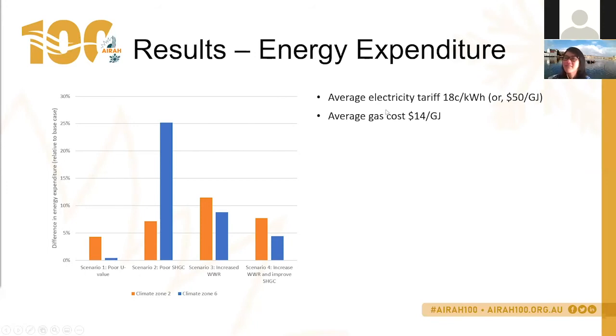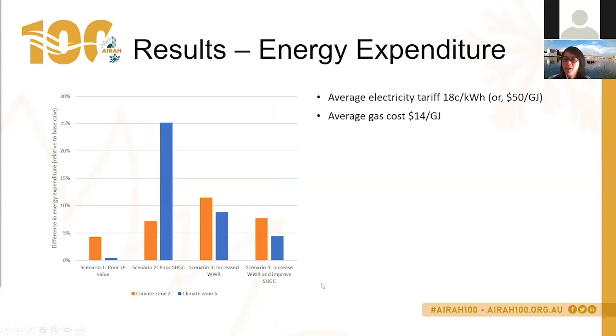The key reason for that is the difference in cost for electricity and gas. You can see here, I've converted the electricity tariff to gigajoules for direct comparison. We're looking at about 4.5 times to 5 times higher cost for electricity compared to gas. Now, of course, this would look different if you were to use an electric heat pump, for example.